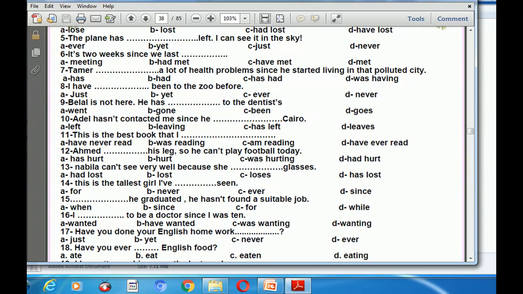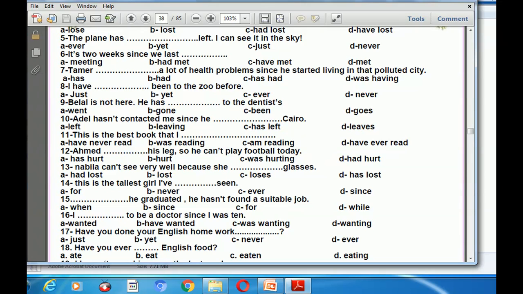Adil hasn't contacted me since he. Here we have the word since. Before since we use the present perfect tense, and if we have another tense it will be past simple tense. So if we have a sentence and we have two tenses, before since came the present perfect and after it came the past simple. So the answer will be Adil hasn't contacted me since he left Cairo.